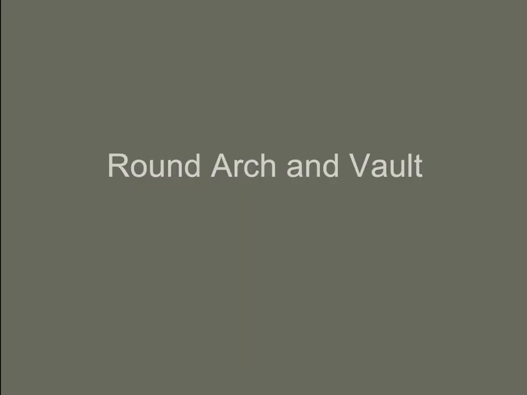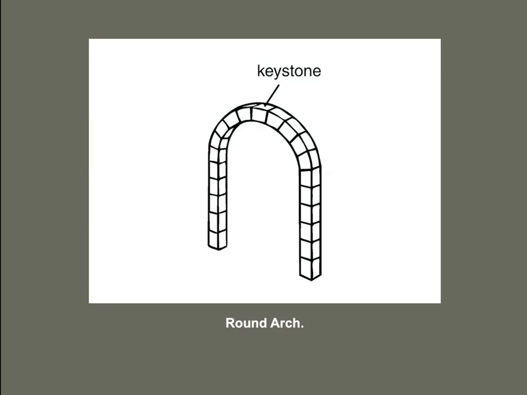So moving on to the round arch and vault. The round arch was perfected by the Romans in the 2nd century BCE. It implements the principles of tension and compression, kind of like when you imagine doing a back bend, how your arms and your legs would support the weight of your back. That's how an arch works.